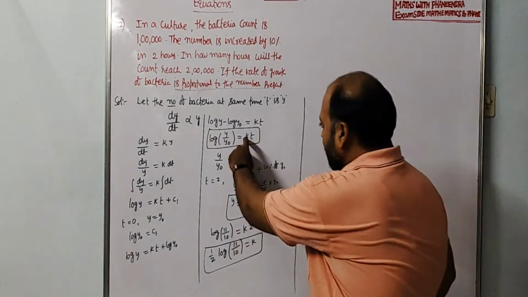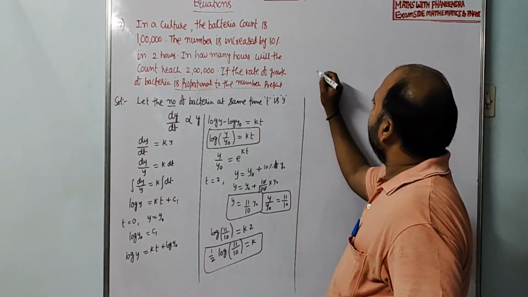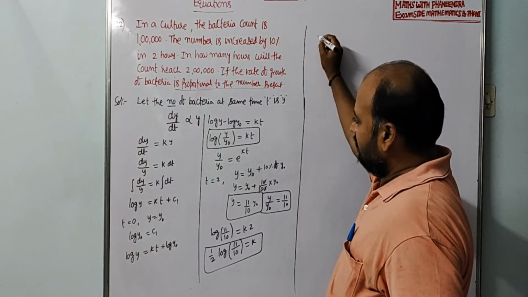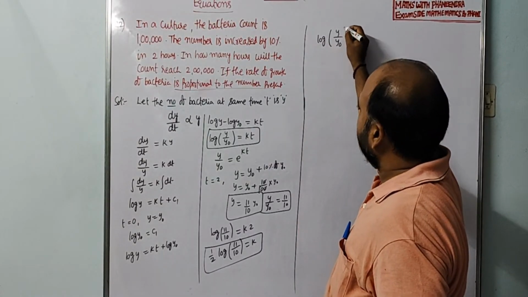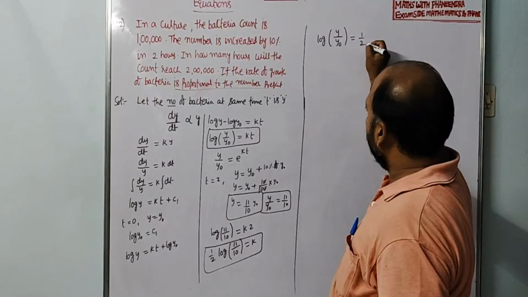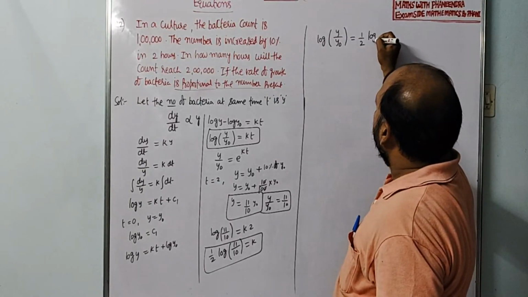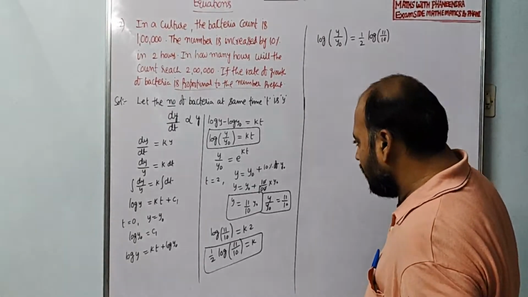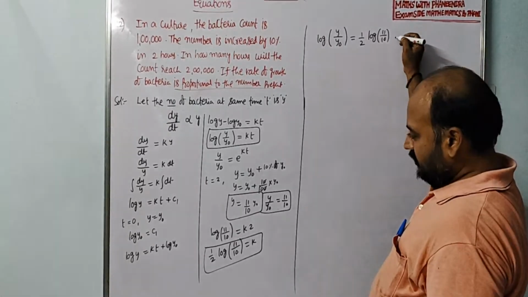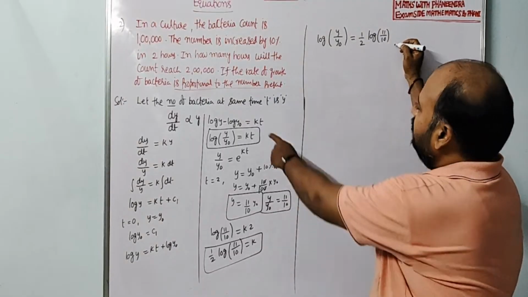Therefore, in place of k, substitute this one. Log y by y naught is equal to 1 by 2 times log 11 by 10, is it 11 by 10 or not? Right. Into t.